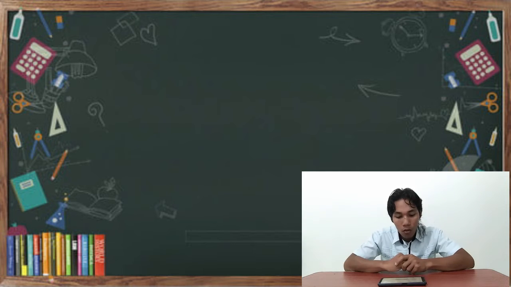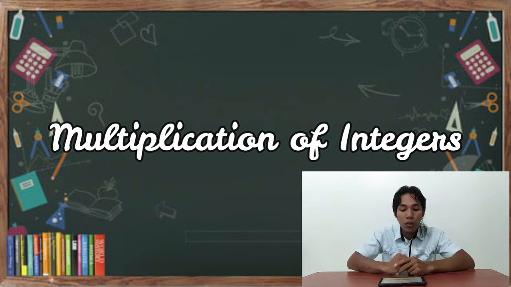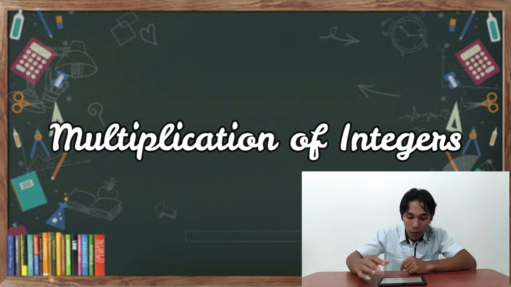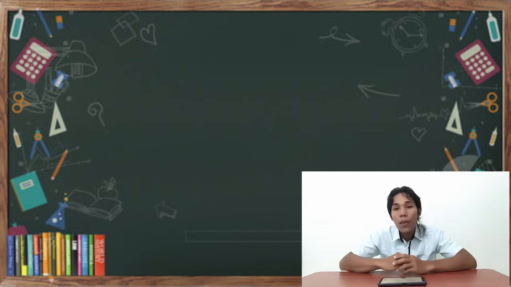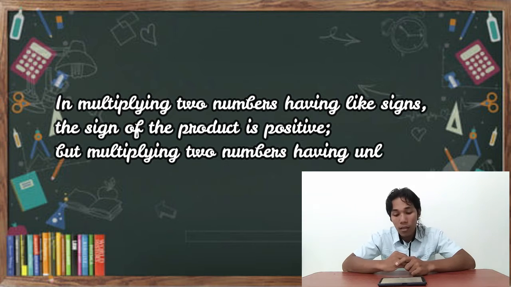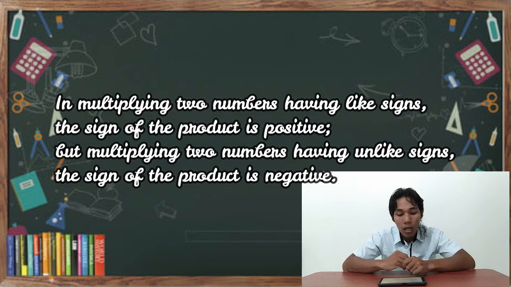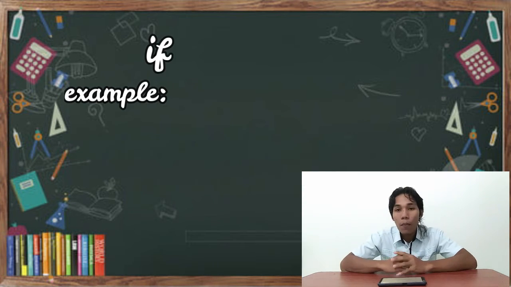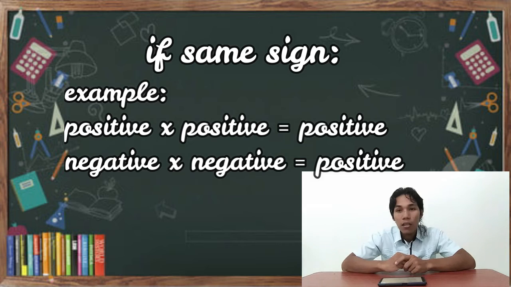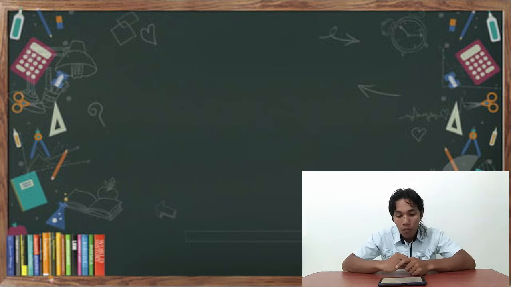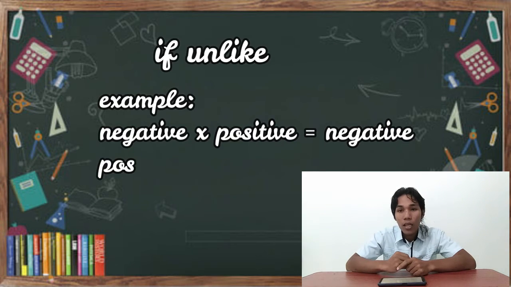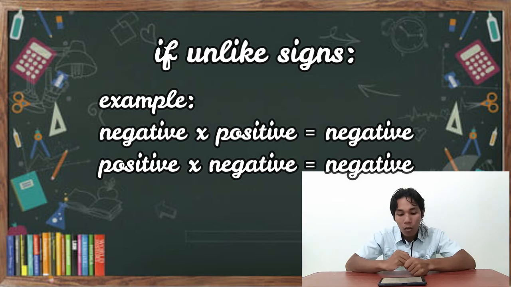And now, we will go to the multiplication of integers. In multiplying two numbers having like signs, the sign of the product is positive. But multiplying two numbers having unlike signs, the sign of the product is negative. So kung magkapareha lang yung sign nila, the product will be positive. But kung magkaiba yung sign nila, the product will be negative.